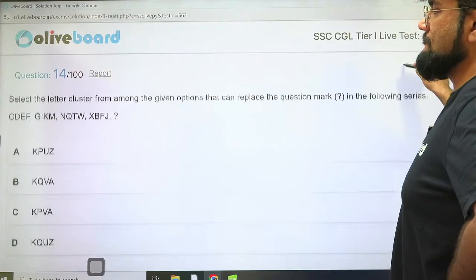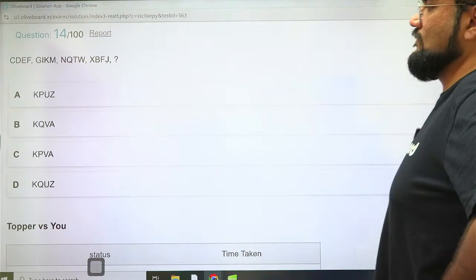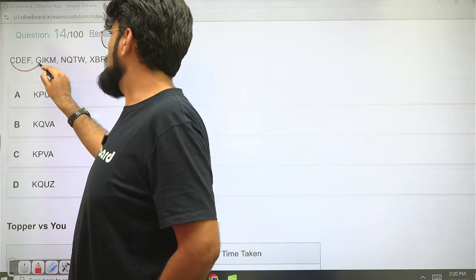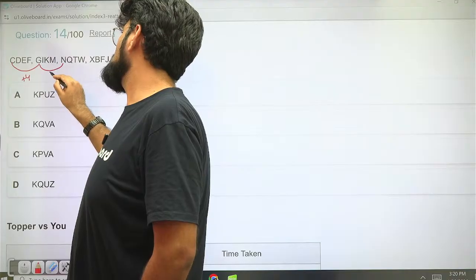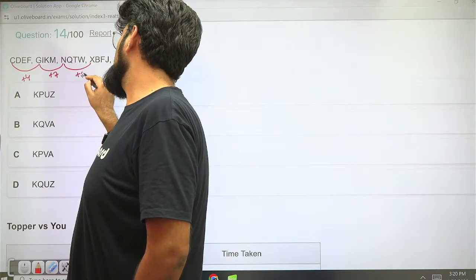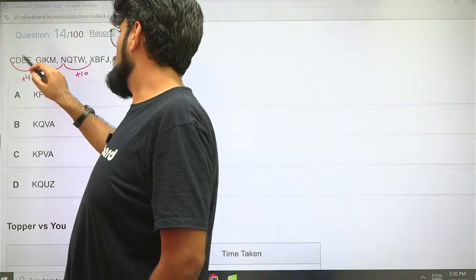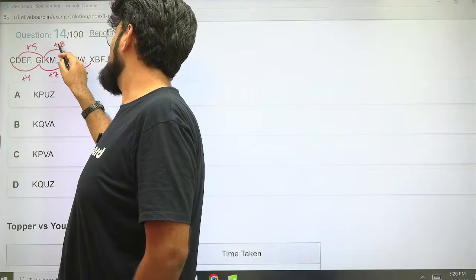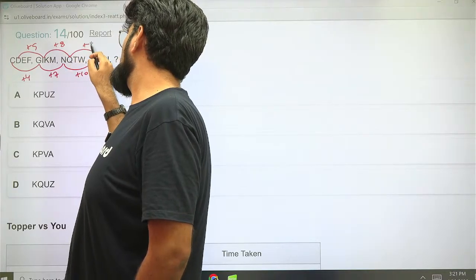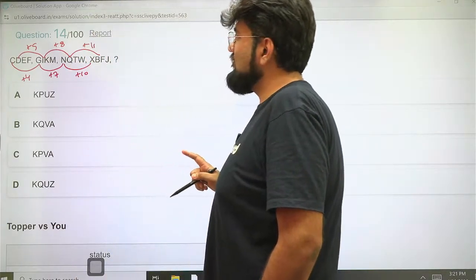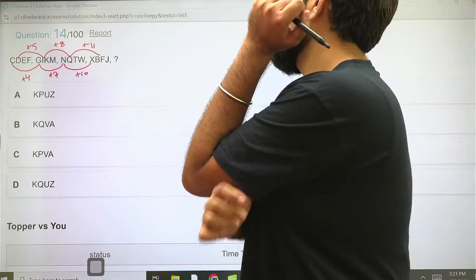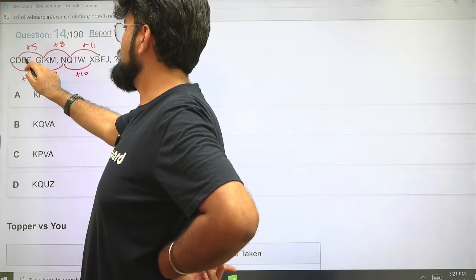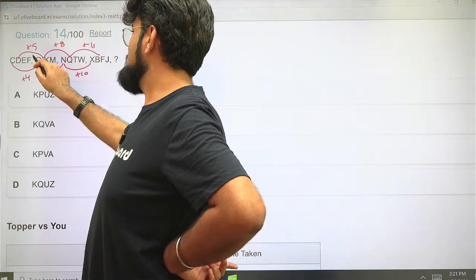14. 3 plus 4, 7. 7 plus 7, 14. 14 plus 10, 24. 4 plus 5, 9. 9 plus 8, 17 plus 11. 4, 5. 5 plus 8, 3 plus 3. Okay, 3 is increasing every time. There's a double difference of 3. 4, 5. So this is 5 and this is 11 plus 6. And this is 6 and this is 13 plus 7.